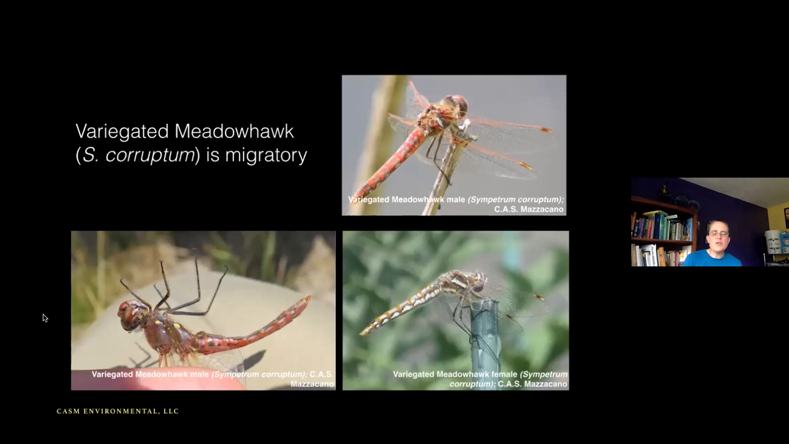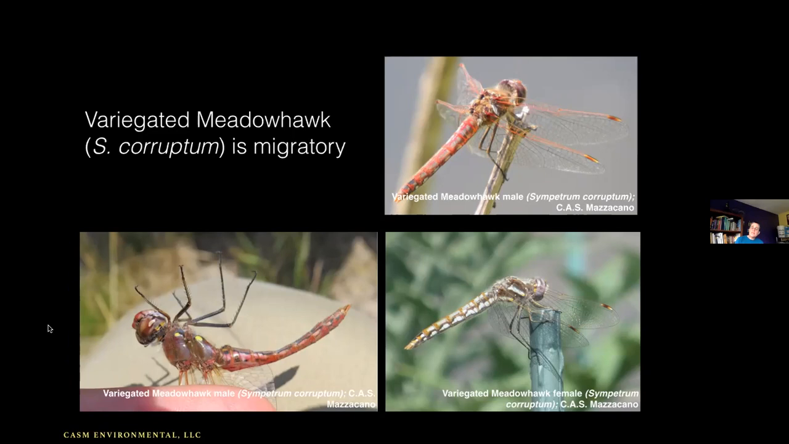And the females are not really as red. They're a lot more yellow. The stripes on the side of the thorax are a lot more visible, and they have these beautiful reflective white rectangles that go down the sides of the abdomen. And I'll see those in my yard as well. That female was perched in my garden for an entire day.